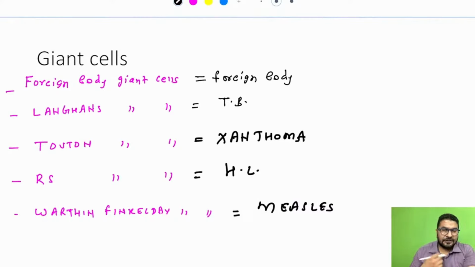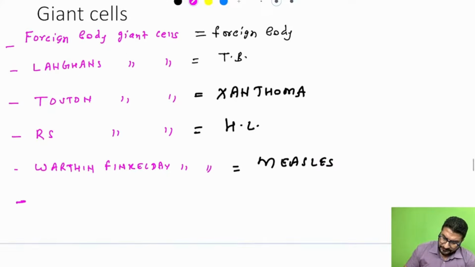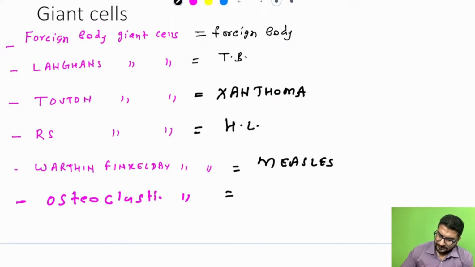One more type is osteoclastic giant cells. Basically these are seen in bone tumor. So just let me write one more. Osteoclastic giant cells. These are seen in bone tumor.